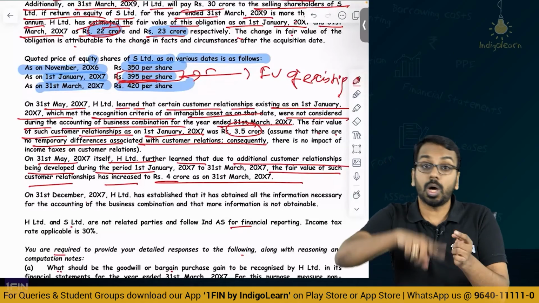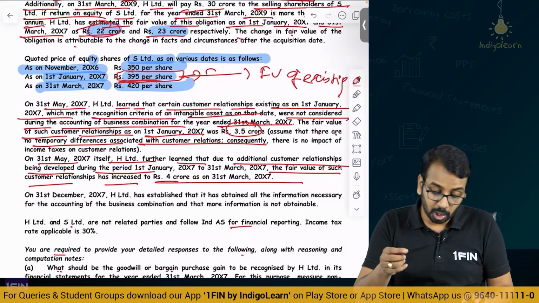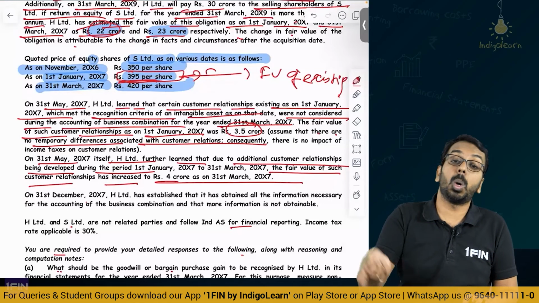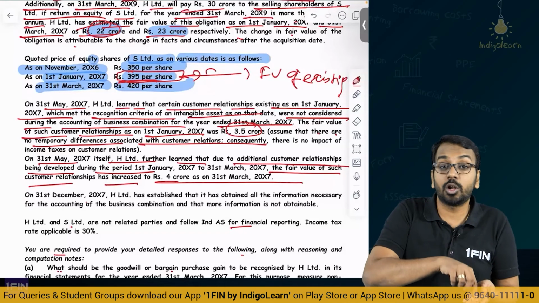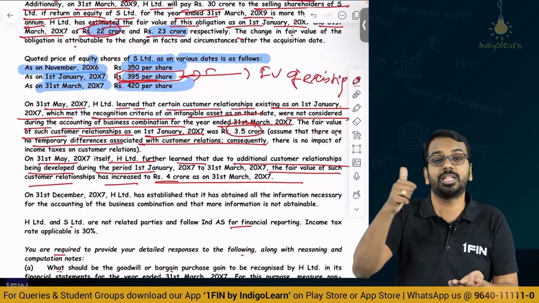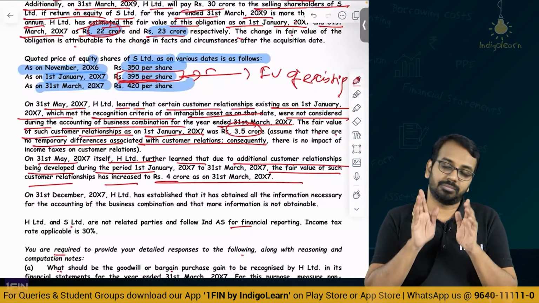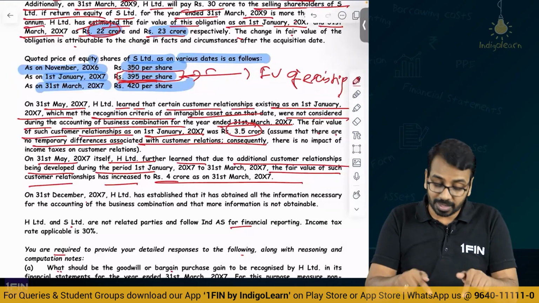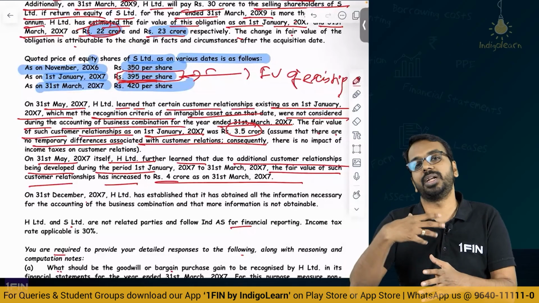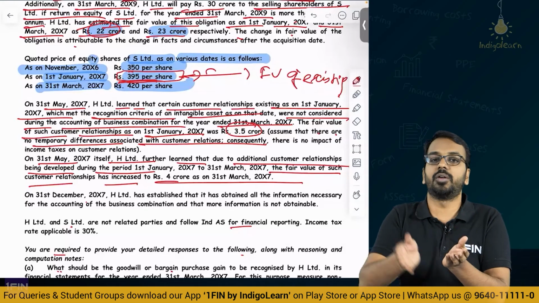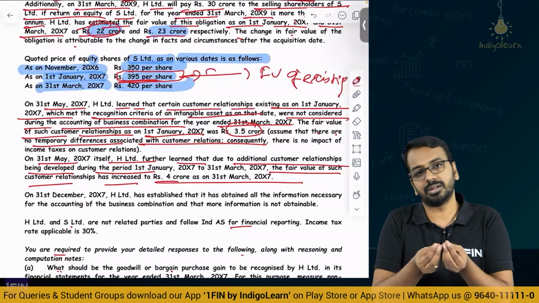So, what we have done on provisional basis we have done. Subsequently, we figured out that on 1st of January, there is a customer relationship, the value of which on 1st of January is 3.5 crores. Now, very carefully you have to understand, I cannot bring in any new asset which did not exist on that particular date. Did this customer relationship exist on 1st of January? Yes, it did exist. What was the value of that? 3.5 crores. Now, this 3.5 crores, you will have to subsequently update the value. You are increasing an asset, you have to reduce something else. Either you will reduce the goodwill or you will increase the capital reserve.